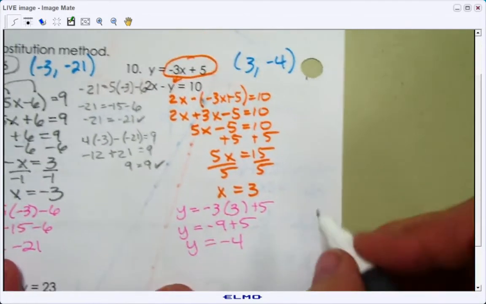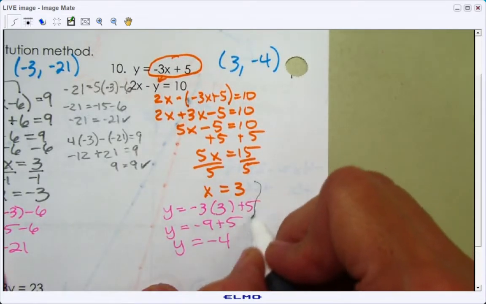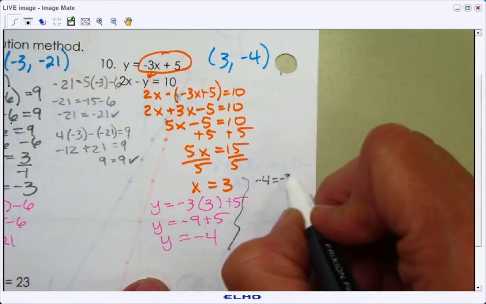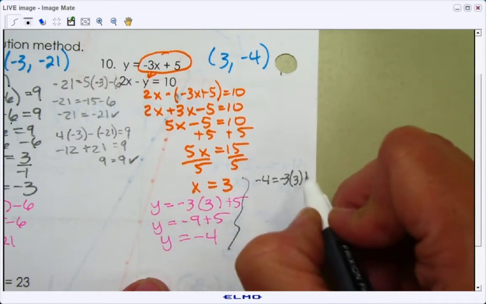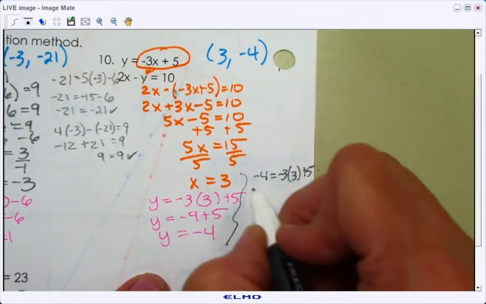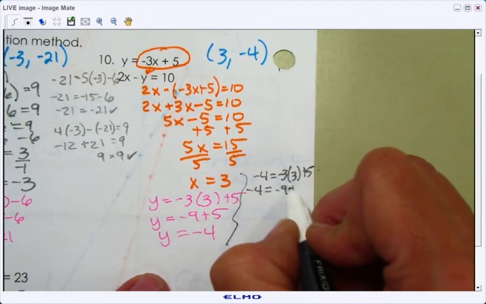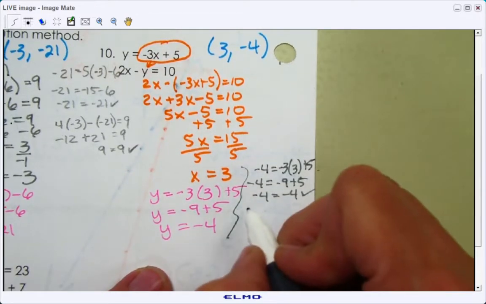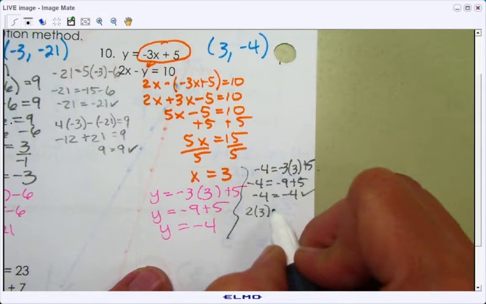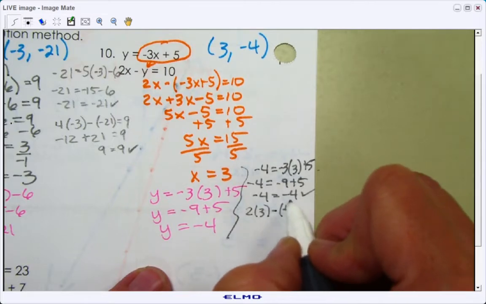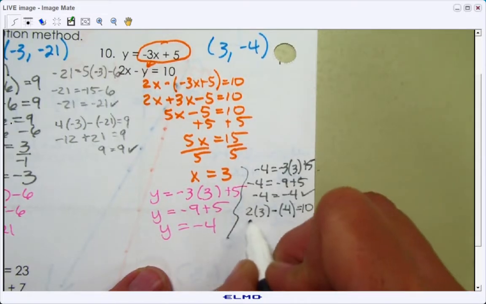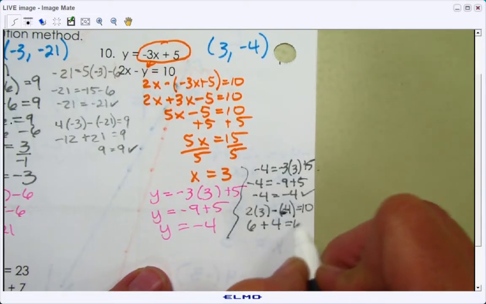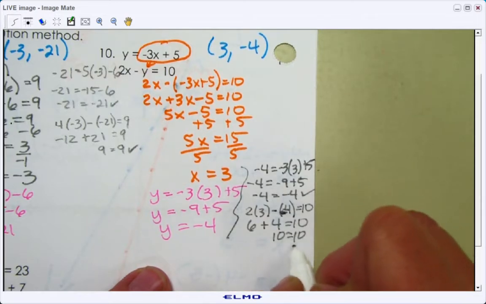And I don't have a lot of space to check this, so I'm going to kind of do this and say negative 4 equals negative 3 times 3 plus 5. So it's negative 4 equals negative 9 plus 5. Negative 4 equals negative 4. Excellent. It worked for that one. 2 times 3 minus a negative 4 equals 10. I know there you can't really see it, but this is a negative attached to it. So that would be plus 4 equals 10. So 10 equals 10. So it worked. Awesome.